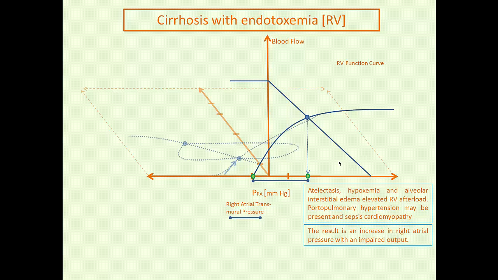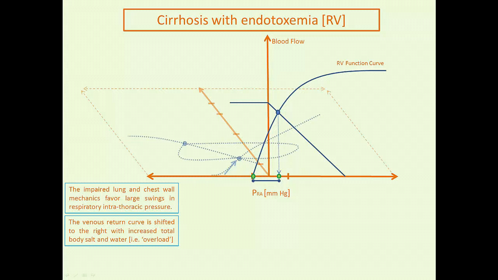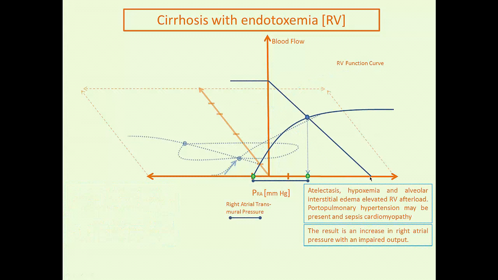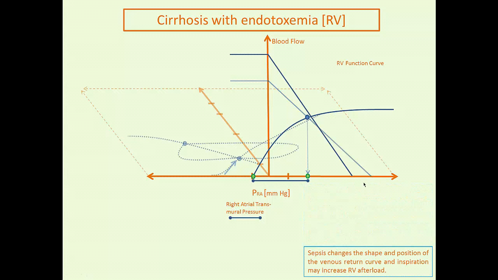They're salt and water overloaded, so as you can see, comparing this state to this state, the venous return curve is shifted to the right, so their mean systemic filling pressure is higher from that salt and water overload. The distending pressure of the right ventricle is high on account of both the impaired right ventricular function and the increased venous return curve. But then the septic physiology tends to change things just a little bit. You have a reduction in your mean systemic pressure, but a decreased resistance to venous return, so it favors flow back to the right heart.